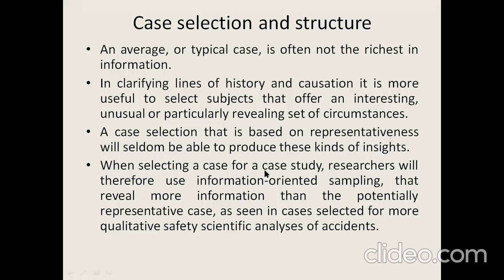When selecting a case for a case study, researchers will therefore use information-oriented sampling. Whatever sample you are taking, whether it is a person, an animal, or a drug, whatever it may be, it should be information-oriented. Some information you should have initially, that reveals more information later on than the potentially representative case, as seen in cases selected for the more qualitative safety scientific analysis of accidents or incidents.